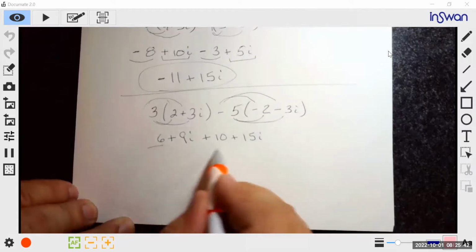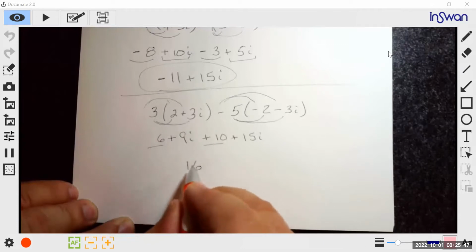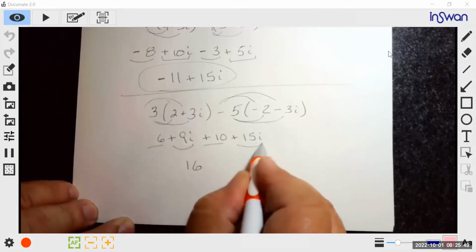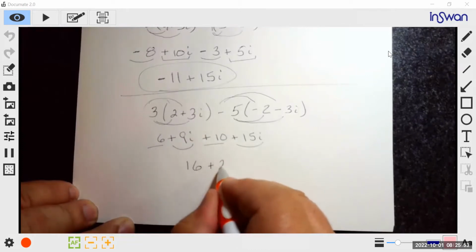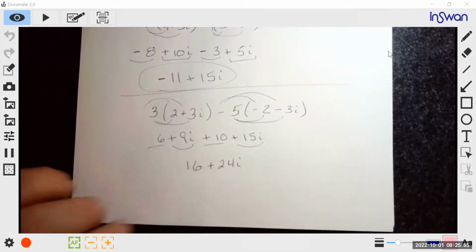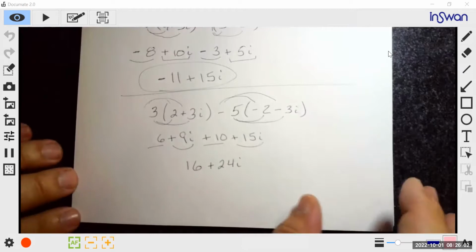Combine like terms. 6 and 10 are both positives, so 6 plus 10 is 16. 9i, 15i, they're both positive. 15 plus 9 is 24i. Right, so that's adding and subtracting complex numbers. Just combine like terms. Get rid of the parentheses, combine like terms.